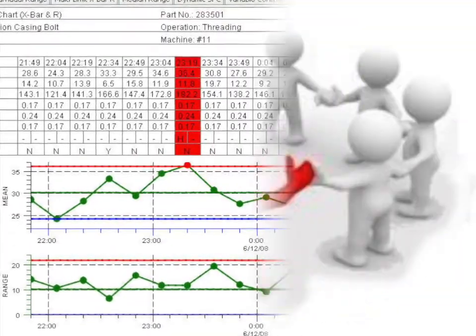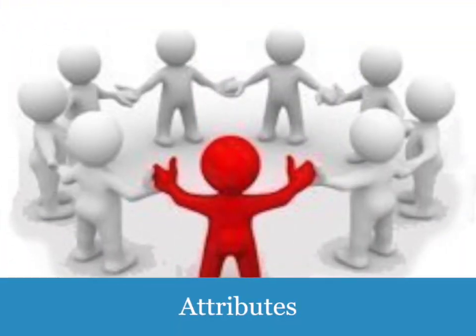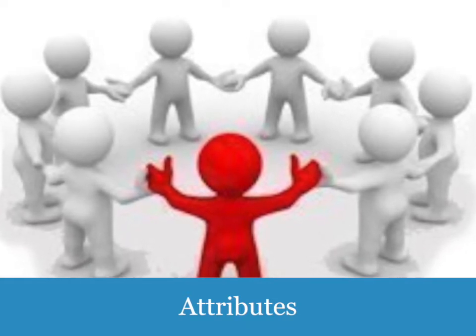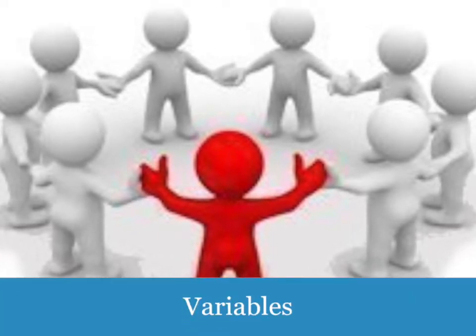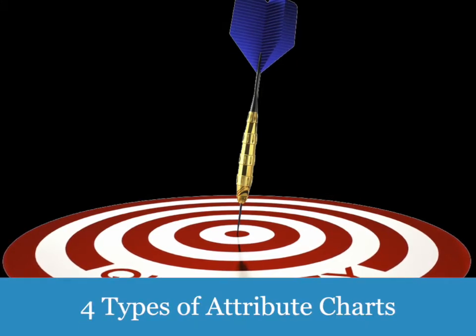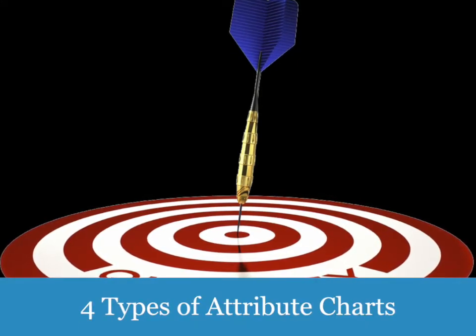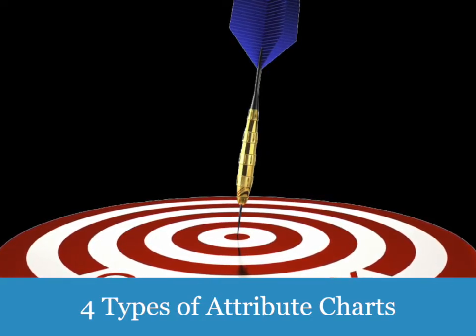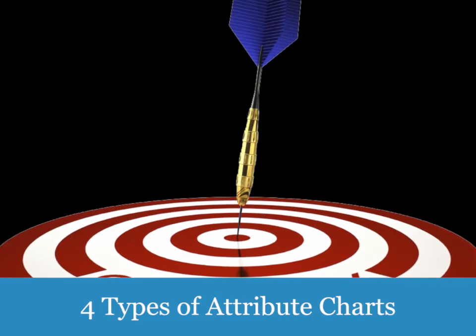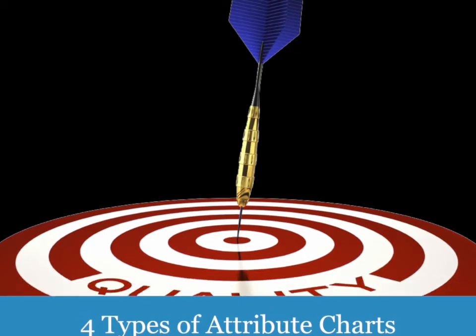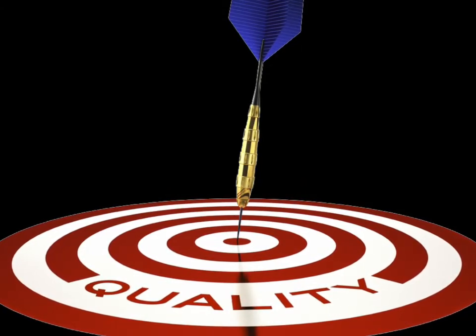An attribute chart plots characteristics such as short, tall, fat, thin, blue, brown, pass, fail, and things like that. Attributes are discrete counted data. Unlike variable charts, only one chart is plotted for attributes. There are four types of attribute charts. There's a P-chart, which is the fraction defective, an NP chart, which is the number defective, a C-chart, which is the number of defects, and a U-chart, which is the number of defects per unit. And there's also a 100P, which is the percent defective as well.